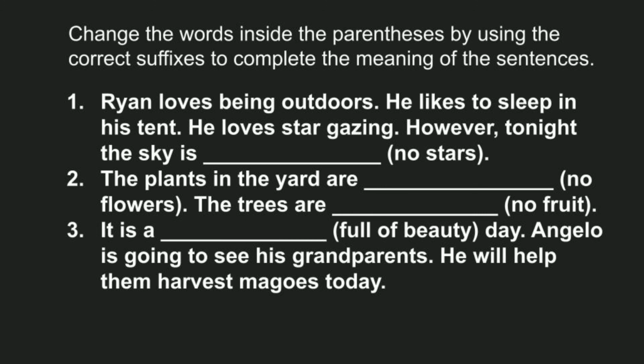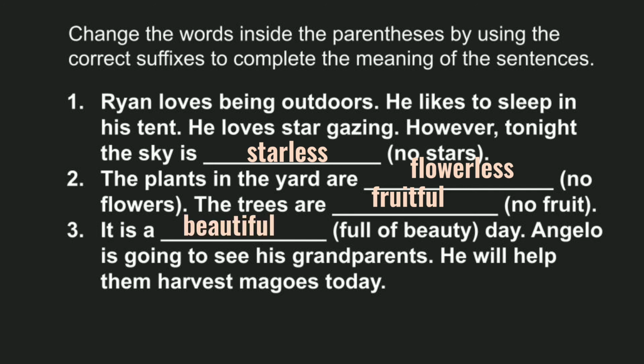Check. Number 1. Ryan loves being outdoors. He likes to sleep in his tent. He loves stargazing. However, tonight the sky is starless. Number 2. The plants in the yard are flowerless. The trees are fruitless. Number 3. It is a beautiful day. Angelo is going to see his grandparents. He will help them harvest mangoes today.